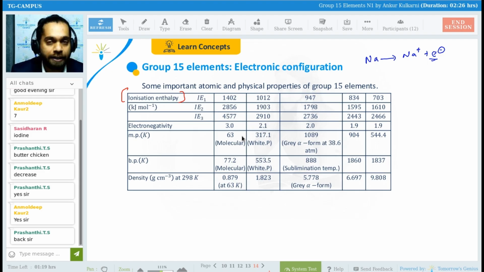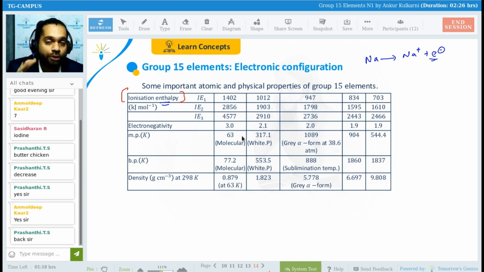So ionization means the energy that is over here, enthalpy. What is the meaning of enthalpy? Enthalpy is nothing but the energy. So energy that is required to ionize your element. Simple as that. Energy required to ionize the element.